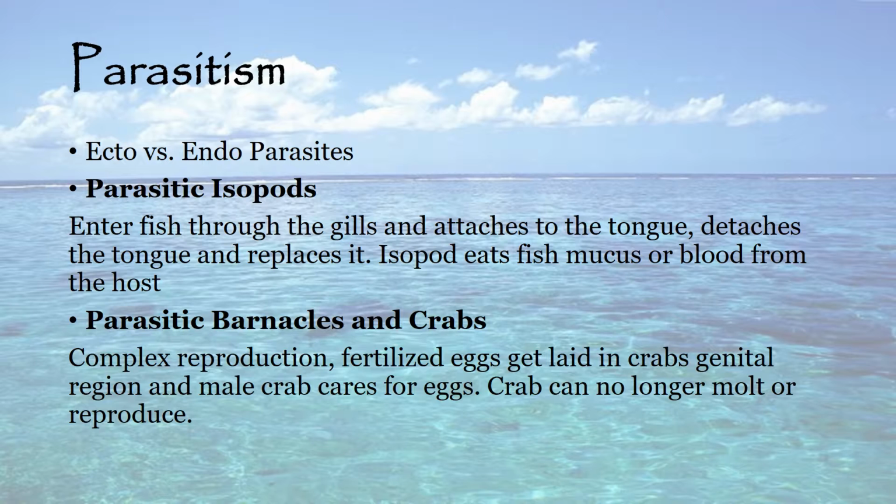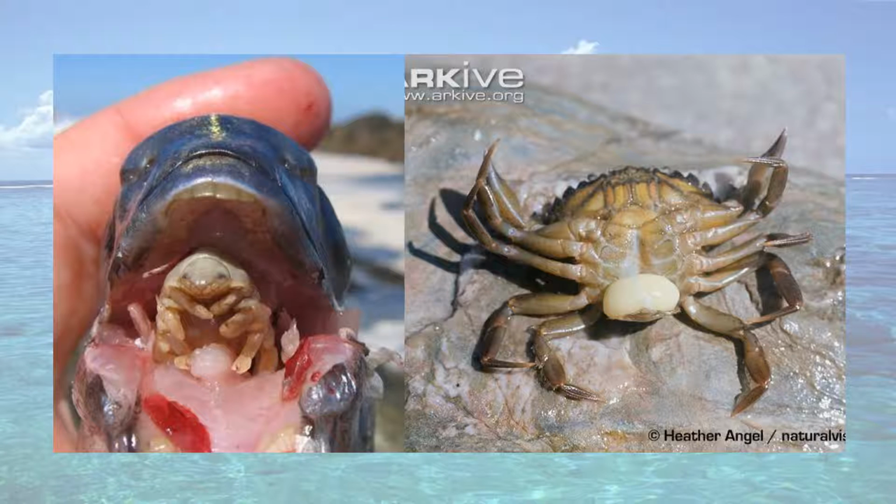Typically, male crabs don't lay eggs, and they don't care for their eggs. So it's really unusual that they care for the eggs of the parasitic barnacles. These barnacles have actually changed the behavior of these male crabs and have them acting like female crabs, essentially. And when that happens, the crab can't molt anymore and it can't reproduce. So it greatly lowers the fitness of these individual crabs.